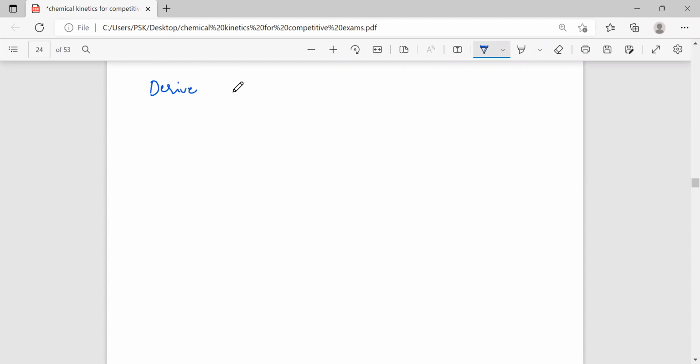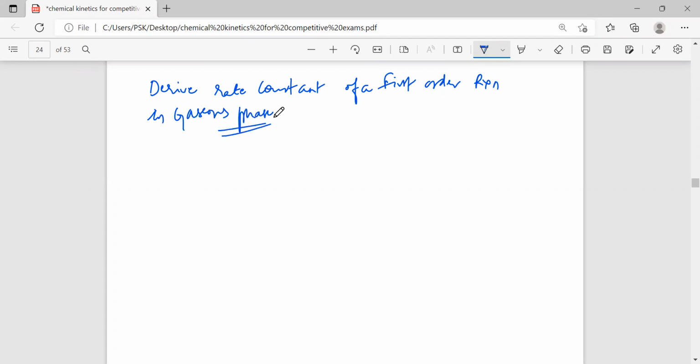rate constant of a first order reaction in gaseous phase. So in gaseous phase, we cannot consider concentration. We have to consider the pressure.